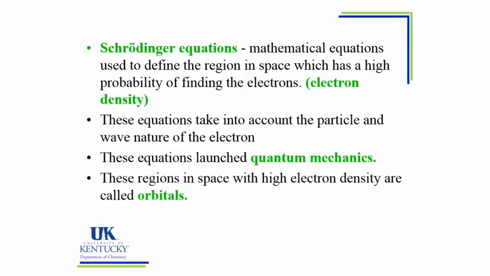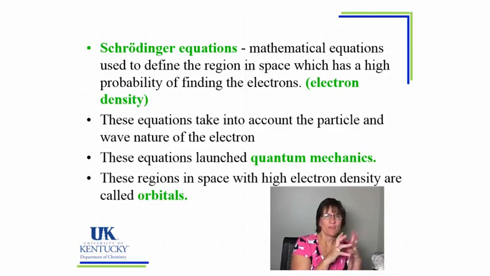Now, if you're going to be taking chemistry as a major, you will get into deriving these equations, and you will look very much into the mathematics of these equations. For general chemistry, we will not do that. We will look at the outcome of those equations. Those equations define these areas in space where you have a high probability of finding electrons, and we call these regions orbitals. So we've lost the word orbit, but they've tagged on to that idea, and they're called orbitals.